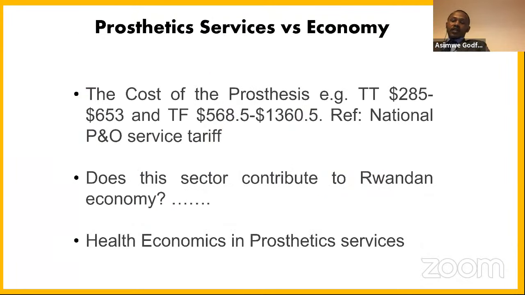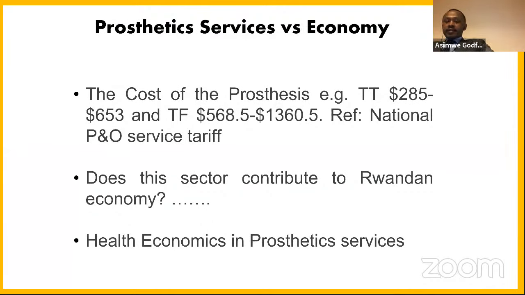According to the Rwanda tarification of P&O services, the transtibial prosthesis ranges between $285 to $653, depending on the materials making that prosthesis. If you see the economy of the citizens of Rwanda, few people will afford this kind of prosthesis. But some of them are being helped by NGOs, or if you are categorized as poor by the government of Rwanda, you can go to certain hospitals and get this service free of charge. But another thing is how this information is getting to the citizens.